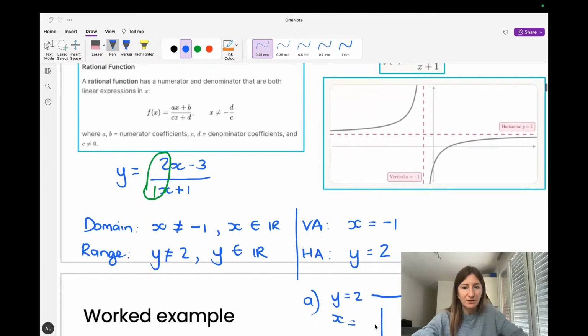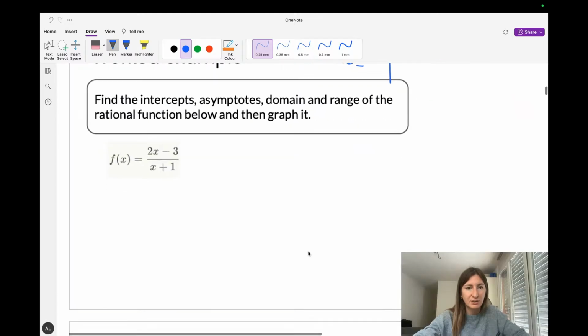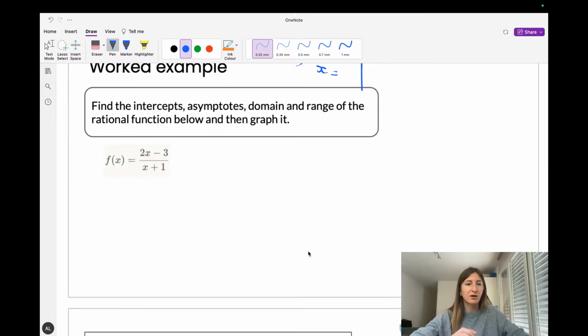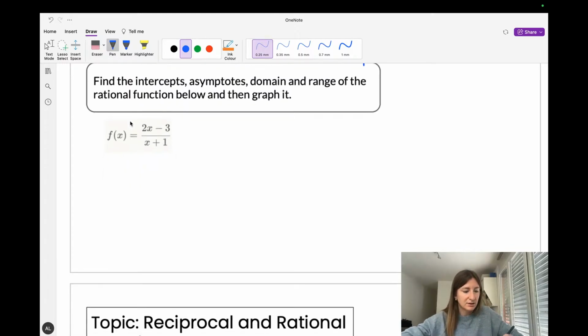And once we have our vertical asymptotes and our horizontal asymptotes, we can start graphing it. So let's try with this one. This is a very common type of question where you have to find the intercepts, find the asymptotes, find the domain and range, which are linked to our asymptotes, and then graph it below. So let's start with the intercepts.